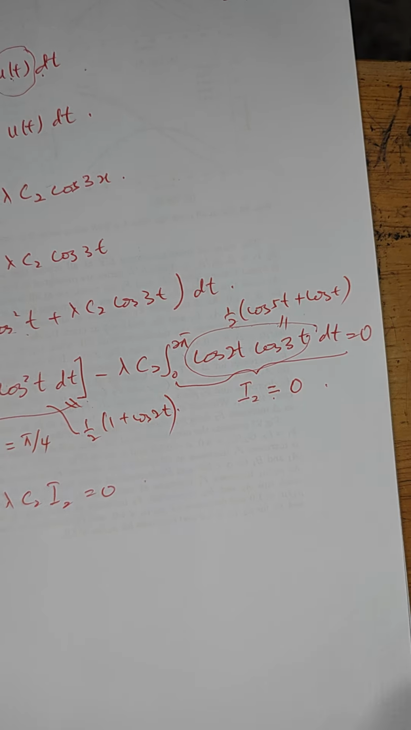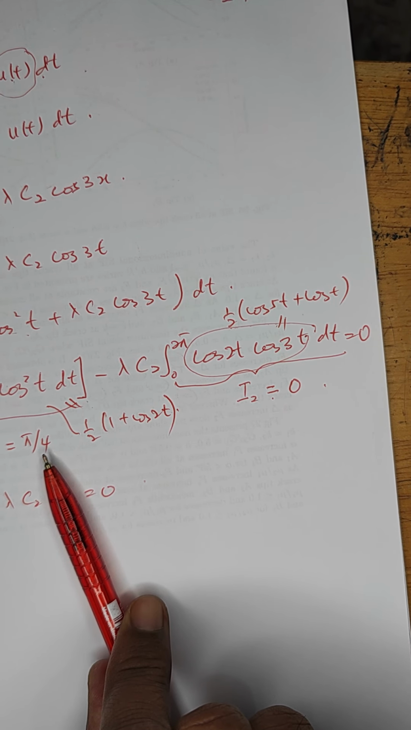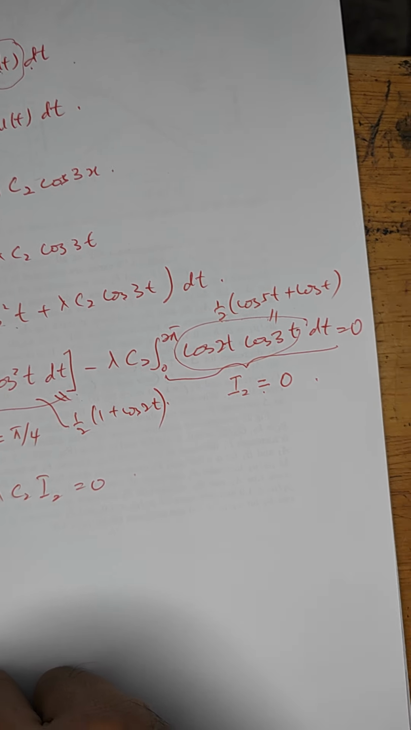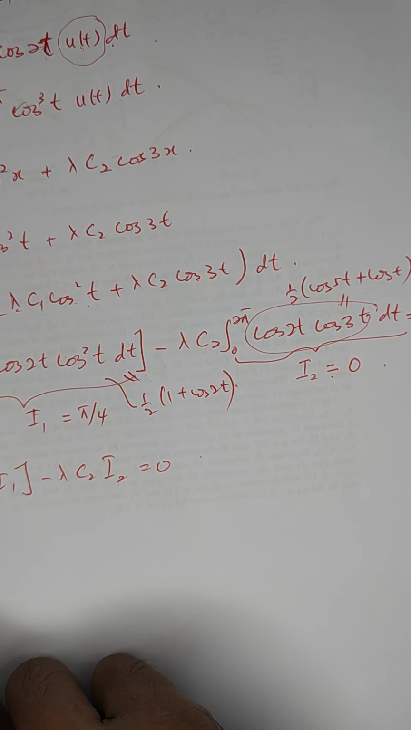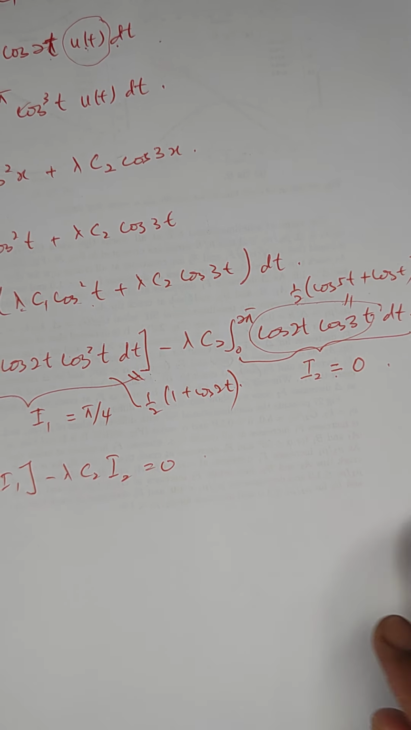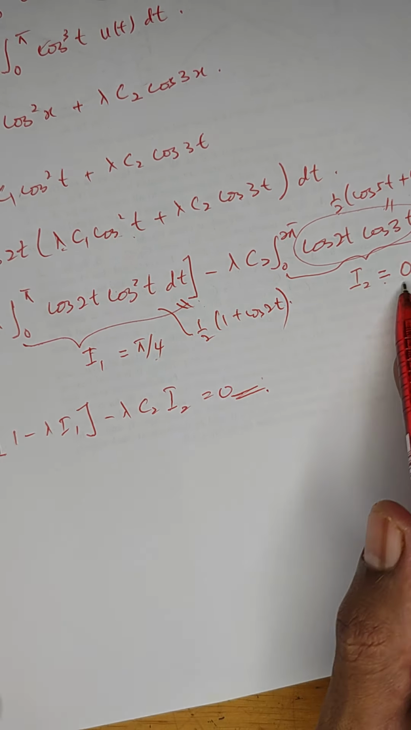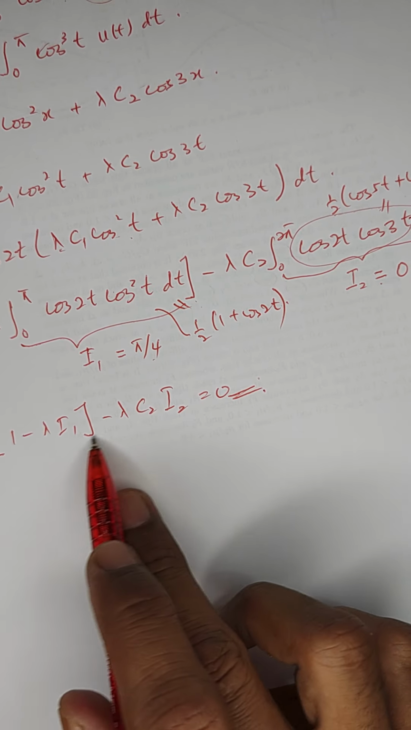So evaluate this, that gives you 0. Evaluate this, it gives you pi over 4. And therefore, if you use this value in our C, where is our C? Here.